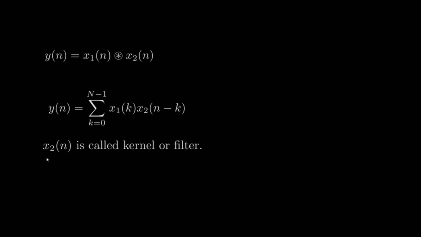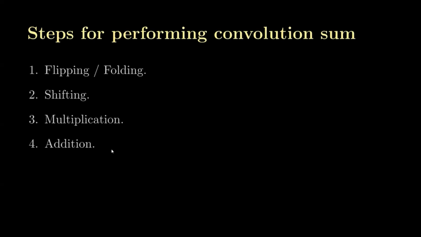This represents the complete mathematical form of the convolution kernel, and it will become clearer as we go through the numerical example of convolution in the upcoming slides. Once again, remember that x2 of n is the kernel or the filter used in the convolution process.